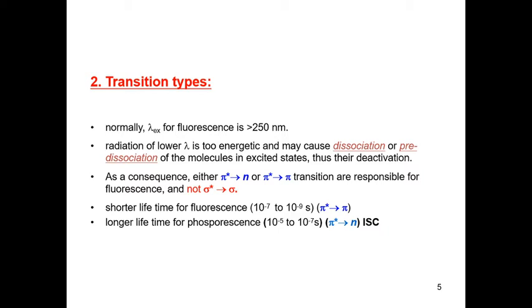So, what are the transition types that we consider? They are pi star to n or pi star to pi. It can never be sigma to sigma star or sigma star to sigma. This is because the wavelength required for sigma star to sigma is very high, and this causes a dissociation or pre-dissociation of the molecule. Now, this is about the transition types involved in the variables.